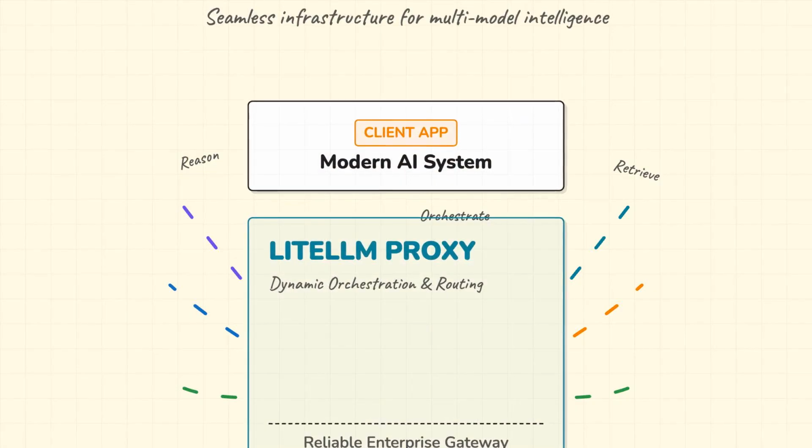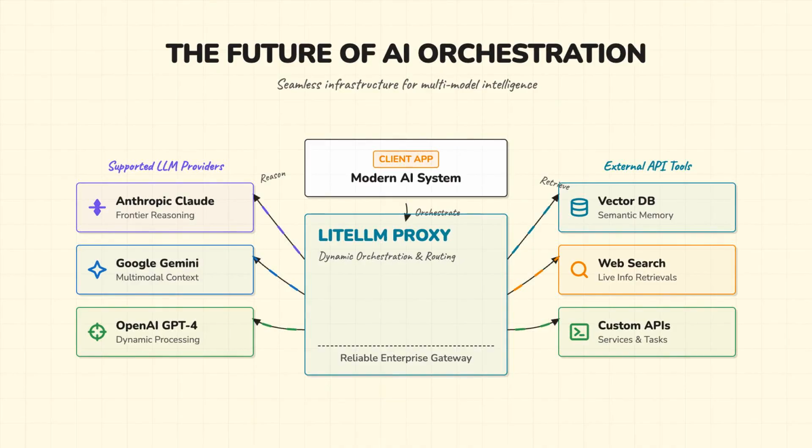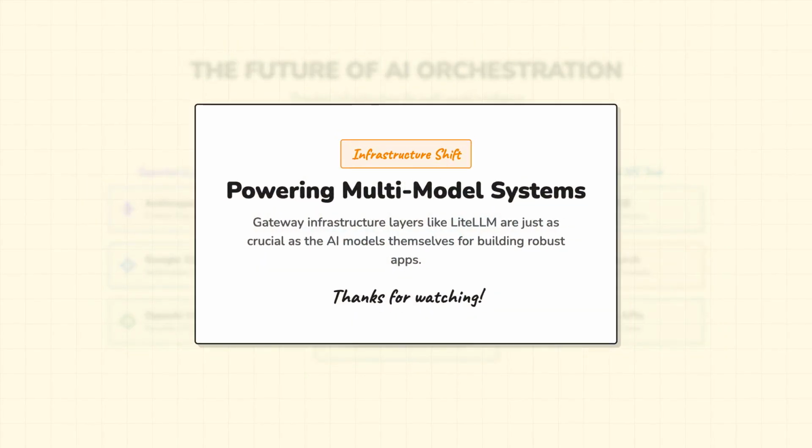The future of AI probably won't belong to a single model. Instead, applications will dynamically orchestrate many different models, tools, and services together. That means infrastructure layers like LiteLLM may become just as important as the models themselves. And understanding these infrastructure shifts is increasingly important for anyone building modern AI systems.